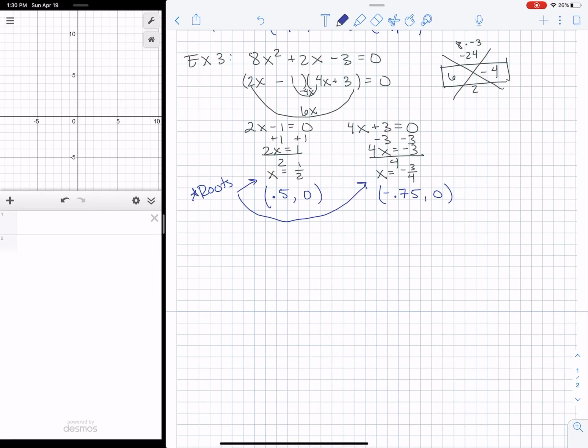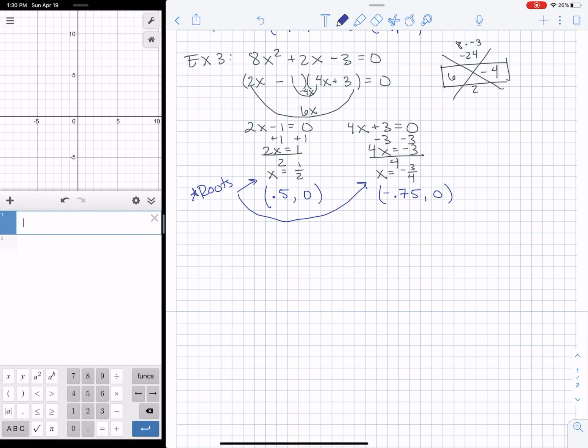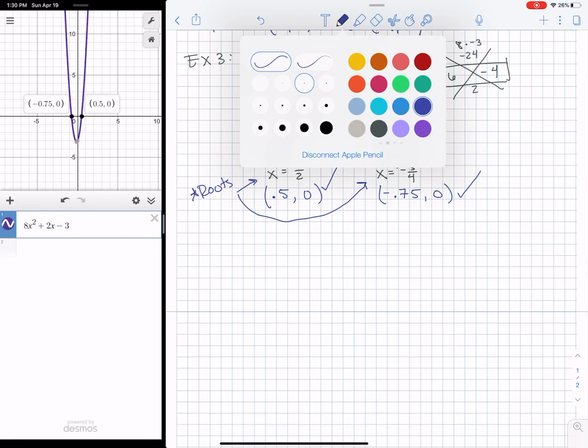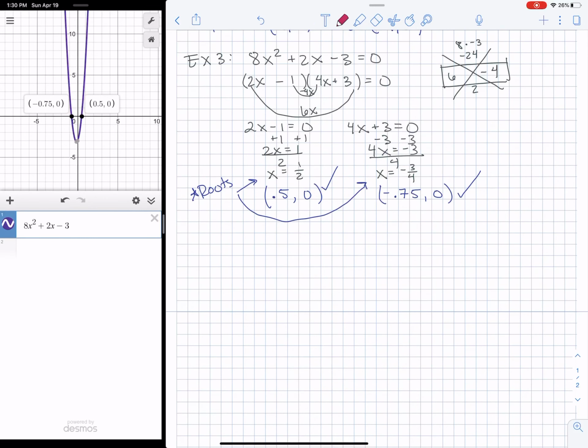All right. Check it out. So we have 8x squared plus 2x minus 3. And I'm going to tap on these x-intercepts. There's negative 0.50. I got this guy. And this guy is 0.50. And I just checked my work. You guys can do this at home and use Desmos if you'd like to check your work. However, I definitely need to see lots of work on your homework.